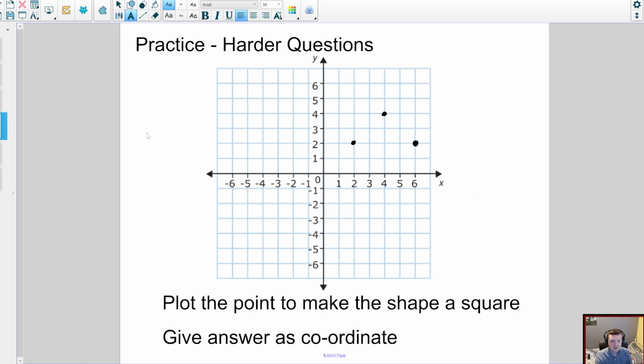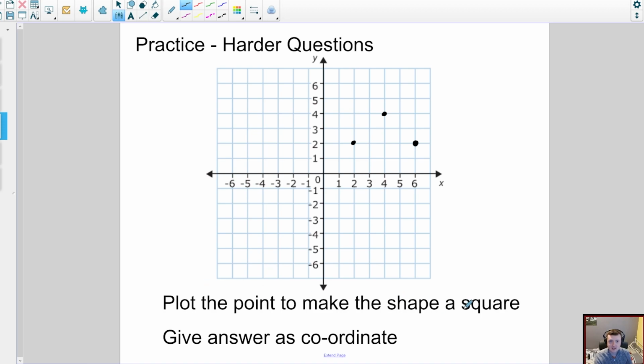The slightly harder kinds of questions you'll get are where you've got to generate a shape based on coordinates you've been given. So for this example, they say plot the point to make the shape a square and give the answer as a coordinate. I'm going to go through the first one together and then we're going to practice the next two on your own. So, make the shape a square.